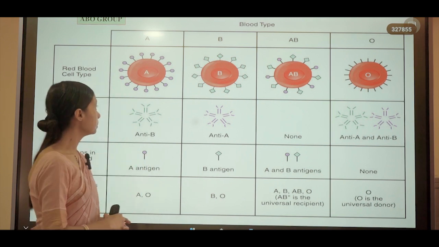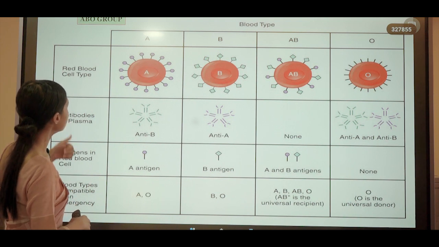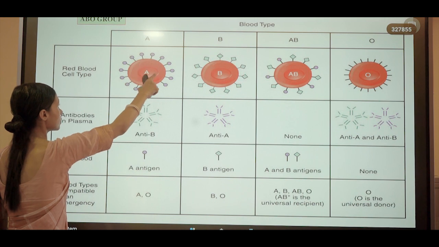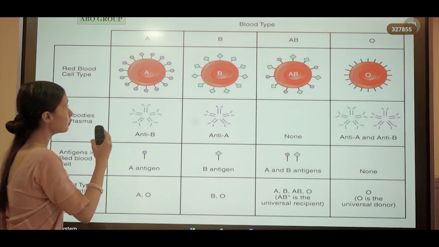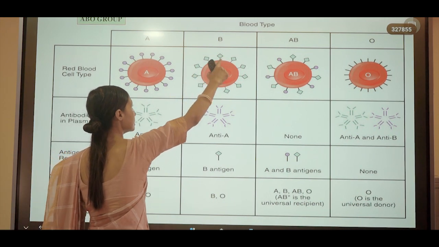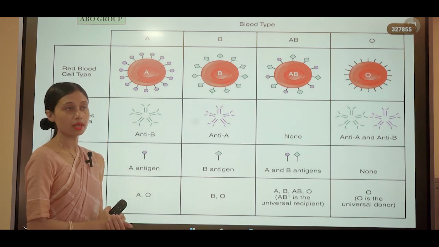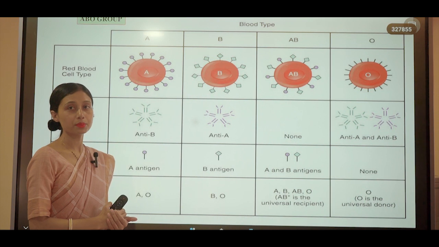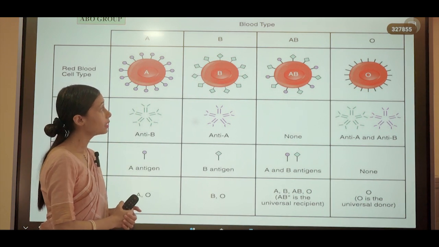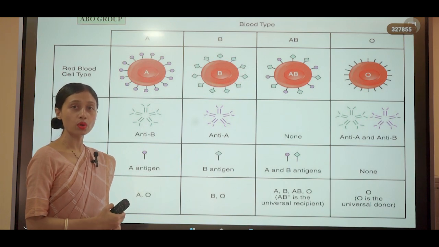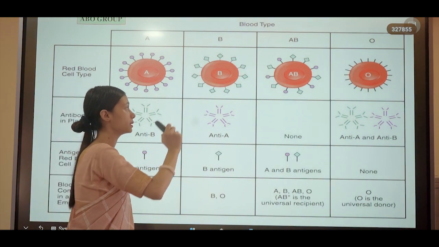Let's make it simpler. Here you can see a person of A blood group has antigen A on the surface of RBCs. A person of B blood group has antigen B on the surface of RBCs. A person of AB blood group has both the antigen A and B on the surface of RBCs. And a person of O blood group has neither antigen A nor B on the surface of RBCs.